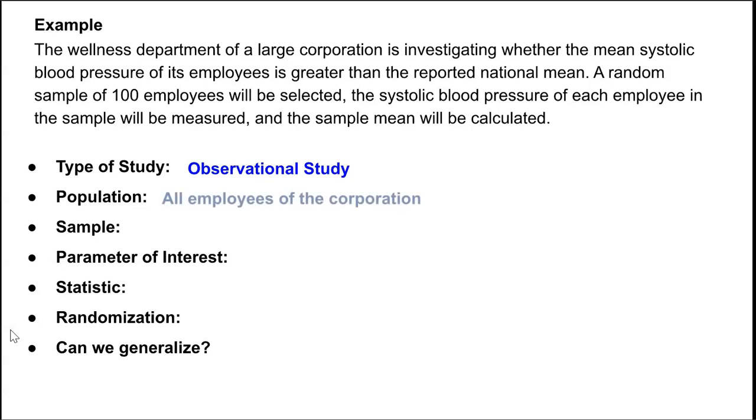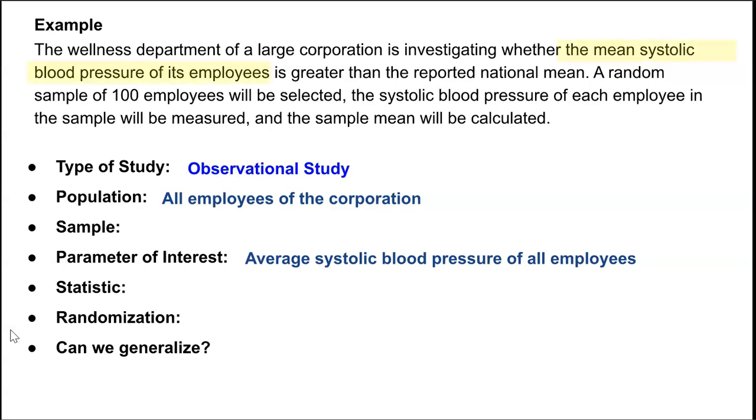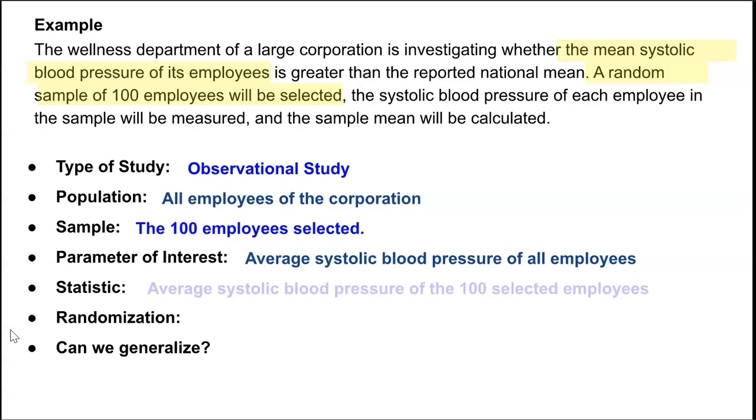The population being described is all employees of the corporation, and the parameter of interest is the average systolic blood pressure of all employees. I was able to identify this information from the first sentence, where it told me what the corporation was investigating. I can use the information in the second sentence to determine that the sample for this study is the 100 employees that are selected, and the statistic is the average systolic blood pressure of those 100 employees.